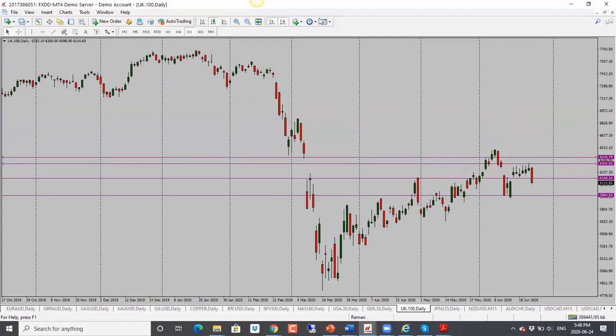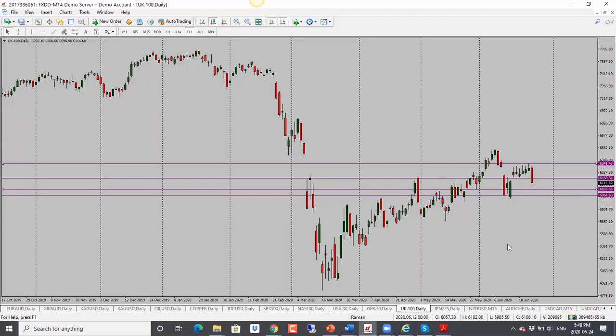FTSE, nice drop in FTSE here. We see price finally managed to close outside of this range that it had been trading in over the last several days. So in this case, I'm looking for a further drop here. Bias is bearish. And in terms of our target, let's go a little bit lower right here, 60.35 and then 59.65. So bearish bias here for FTSE.